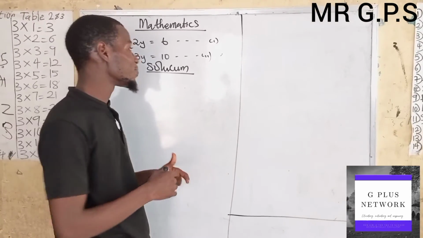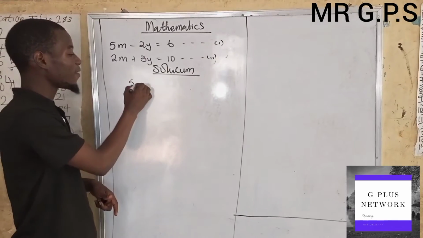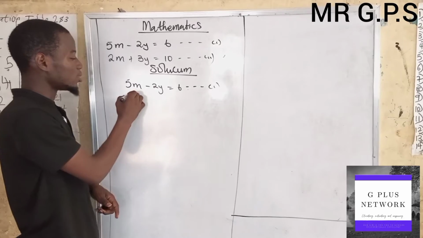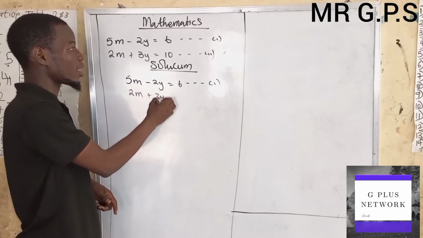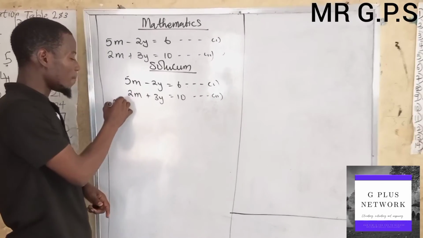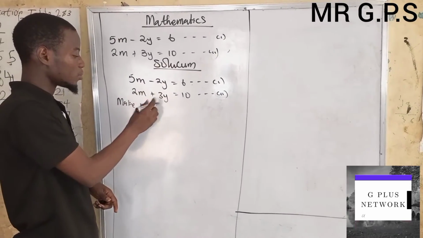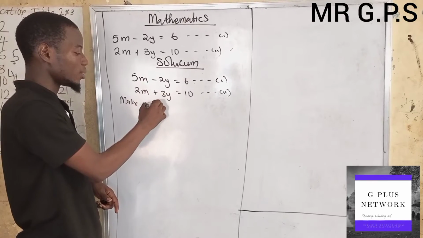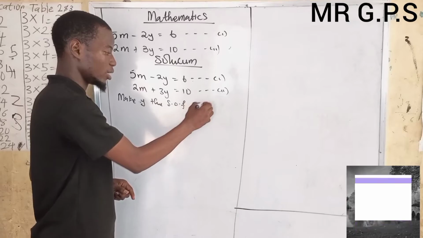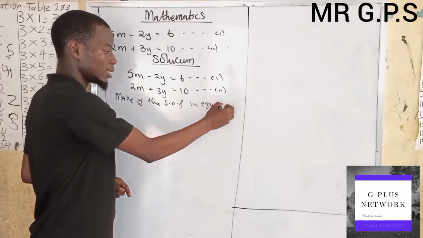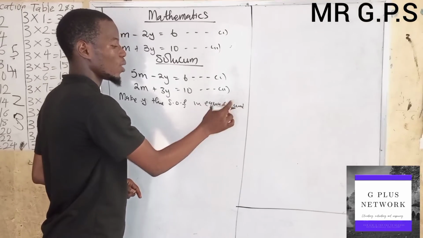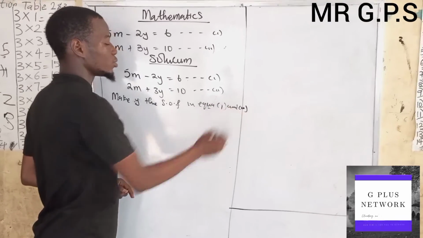So let's move on. We have the question: 5m minus 2y equals 6, which is equation 1, and 2m plus 3y equals 10, which is equation 2. So what do you do? I want to make y the subject of the formula in equation 1 and 2.